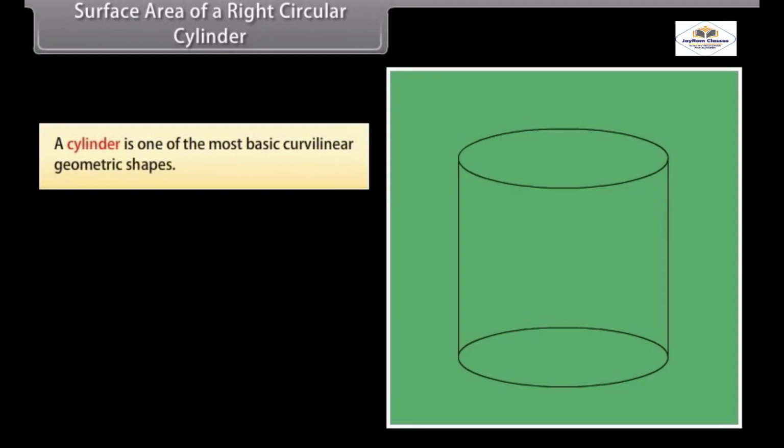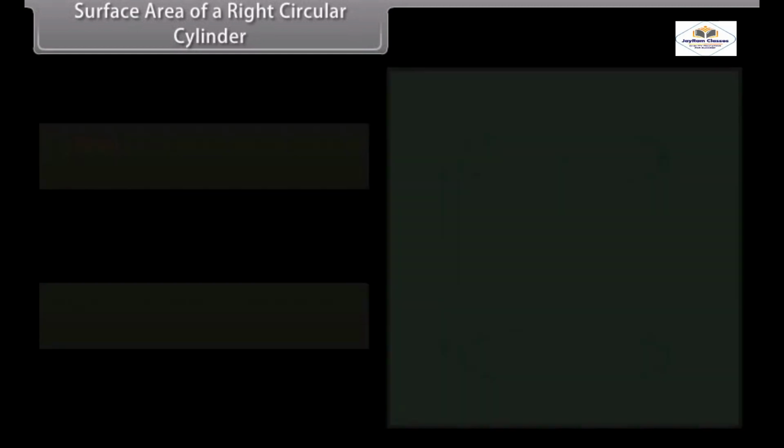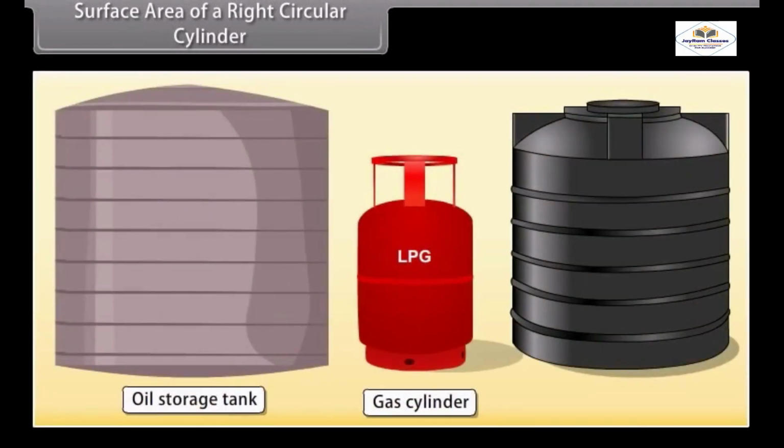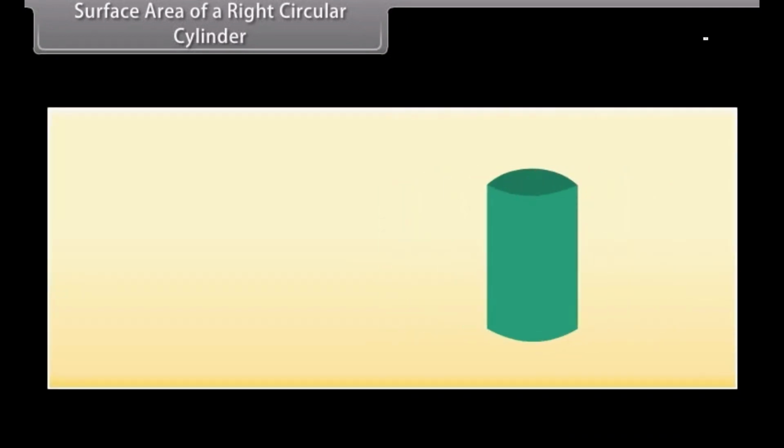Surface area of a right circular cylinder. A cylinder is one of the most basic curvilinear geometric shapes. A right circular cylinder is a cylinder whose base is perpendicular to its sides. Facility equipment such as gas cylinders, oil storage tanks, and water storage tanks is often of this type. We get the curved surface area of a cylinder from a sheet of paper. When we roll it, we get a cylinder.